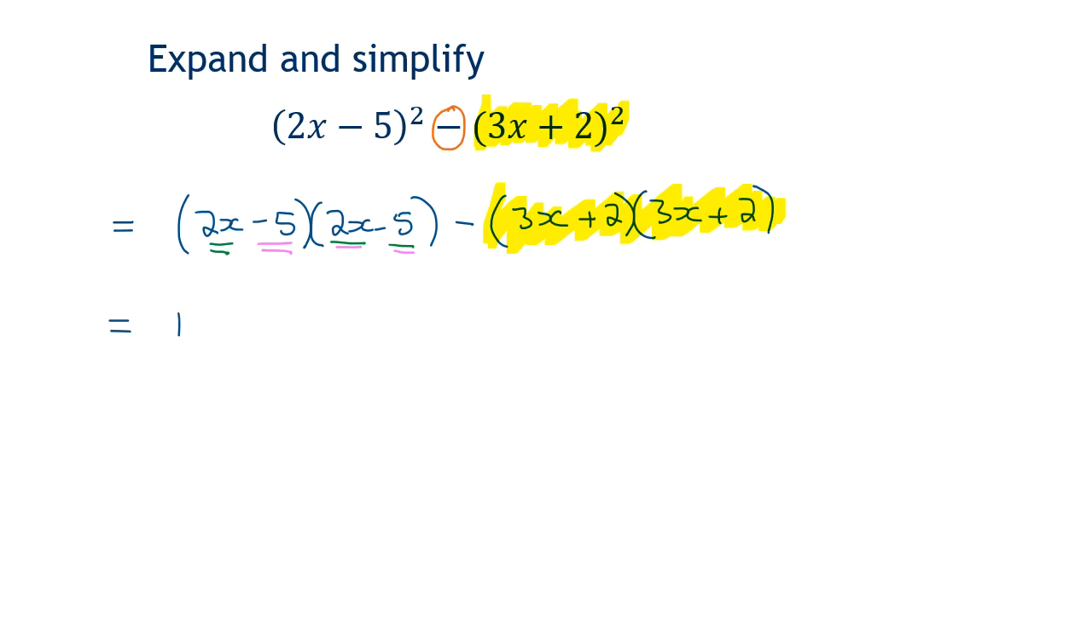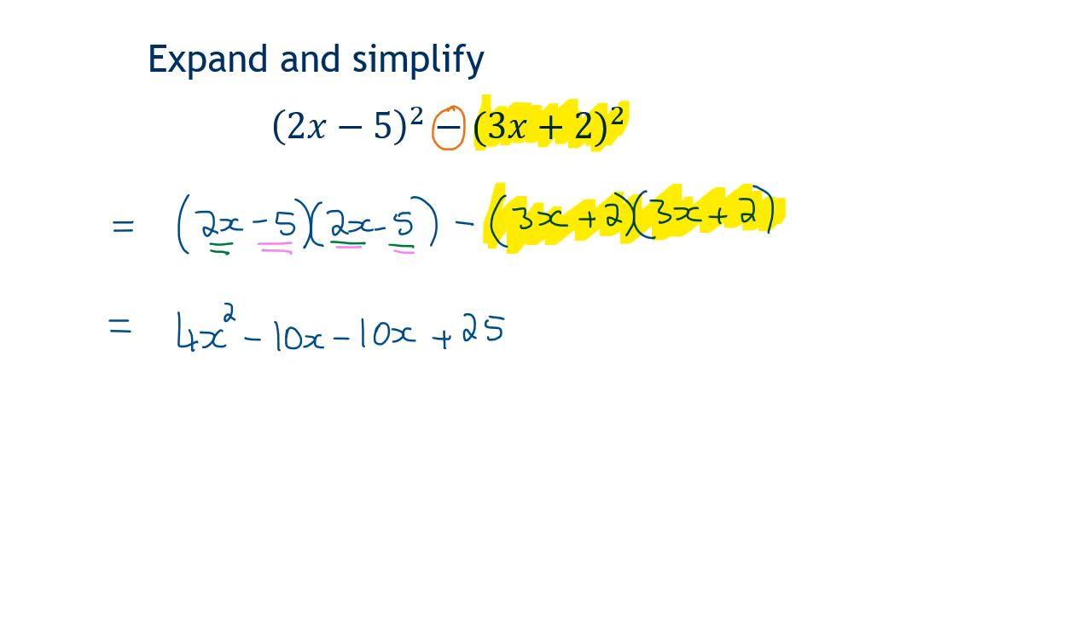2x multiplies by 2x to give us 4x squared, don't forget the squared, and then 2x multiplies by negative 5 to give us negative 10x. Now we're on to the negative 5 multiplied by 2x, which is another negative 10x, and finally the negative 5's multiply together to make positive 25.